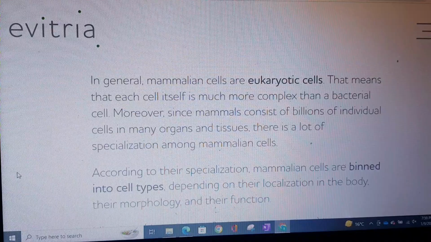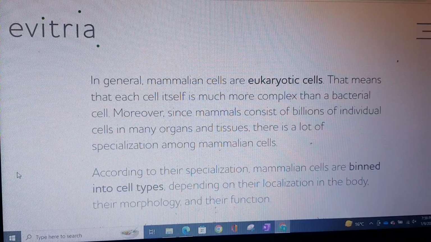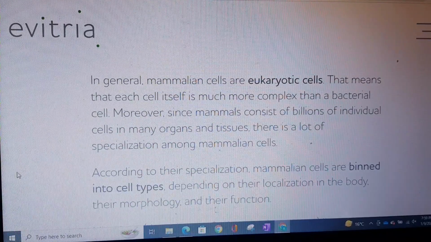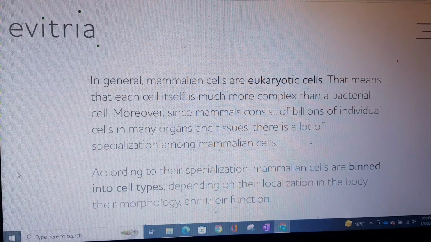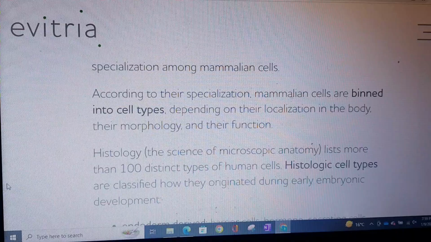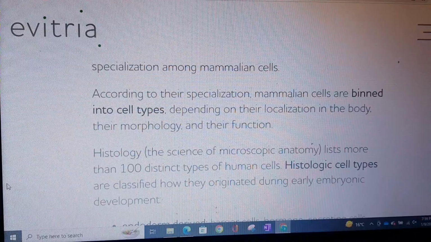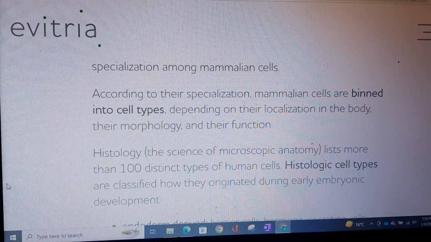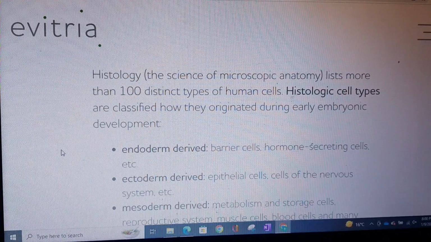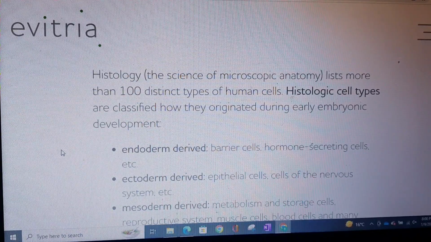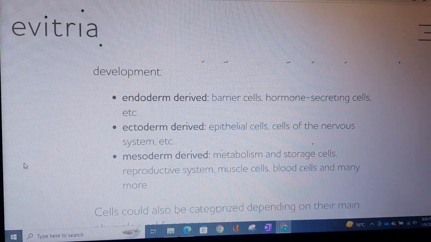When we say that mammalian cells are eukaryotic, it means that they are more complex than the bacterial cell. And as they consist of billions of individual cells, there is much more specialization among the mammalian cells. As far as their specialization is concerned, mammalian cells are divided into two cell types depending on their localization in the body, their morphology, and their function. Histologic cell types are classified by how they originated during early embryonic development. Either they are endoderm derived, ectoderm derived, or mesoderm derived.